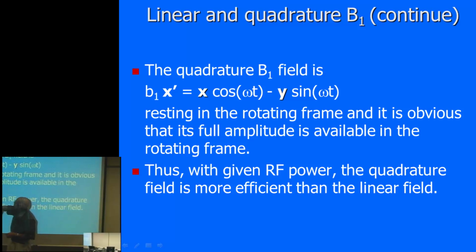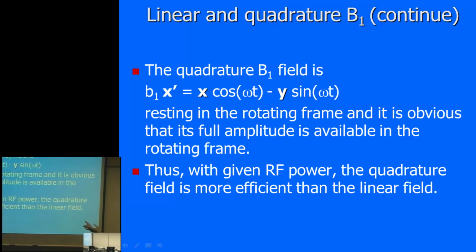Sorry, I made a mistake. I should have B1 here, and I should also have B1 there. Okay, you look at this equation with B1 as the magnitude in front of it. What does this mean? Now I have the xy plane. When the time equals 0, I have a B1 field pointing to the x direction. But when omega t is, say, pi over 2, then I have the B1 field pointing to the minus y direction.